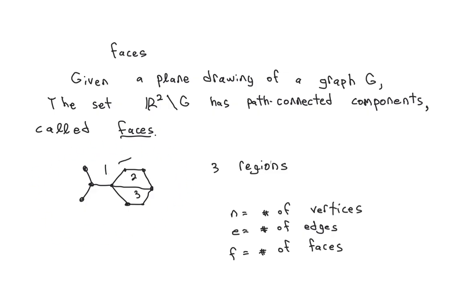Face 1 is called the unbounded face here, by the way. So every plane drawing is going to have an unbounded face. And so in this case, there are 3 regions or faces. And throughout, we're going to let n' denote the number of vertices in a plane graph, e' is the number of edges, and f' is the number of faces in a given plane drawing.